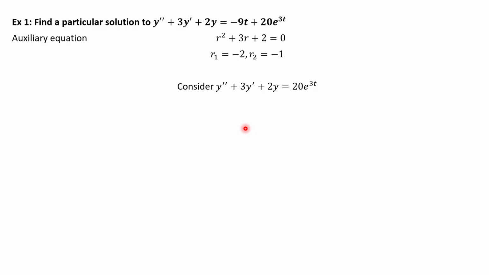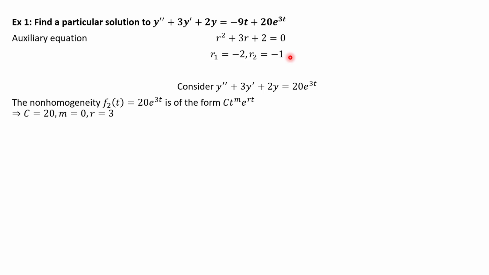Okay, so we're going to pretty much repeat the process, but we're looking at the other non-homogeneous term from our original equation. So we're now just focusing on the 20e to the 3t. Our auxiliary equation is the same, so the roots are the same. Now we look at the format of our non-homogeneous term. It has the same format as the last one: c times t to the m times e to the rt. This time c is 20, m is 0, and r is 3.